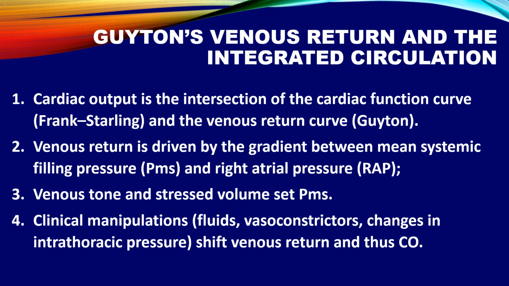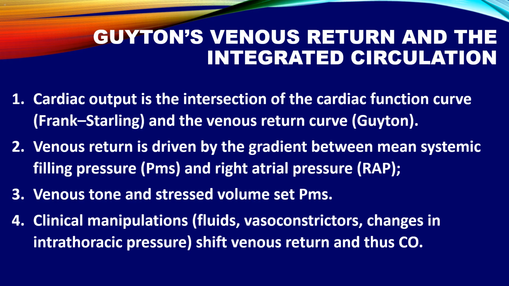Guyton: venous return and the integrated circulation. 1. Cardiac output determination. Cardiac output is determined by the intersection of the cardiac function curve, Frank-Starling, and the venous return curve, Guyton. 2. Venous return gradient. Venous return is driven by the gradient between mean systemic filling pressure, PMSF, and right atrial pressure, RAP.